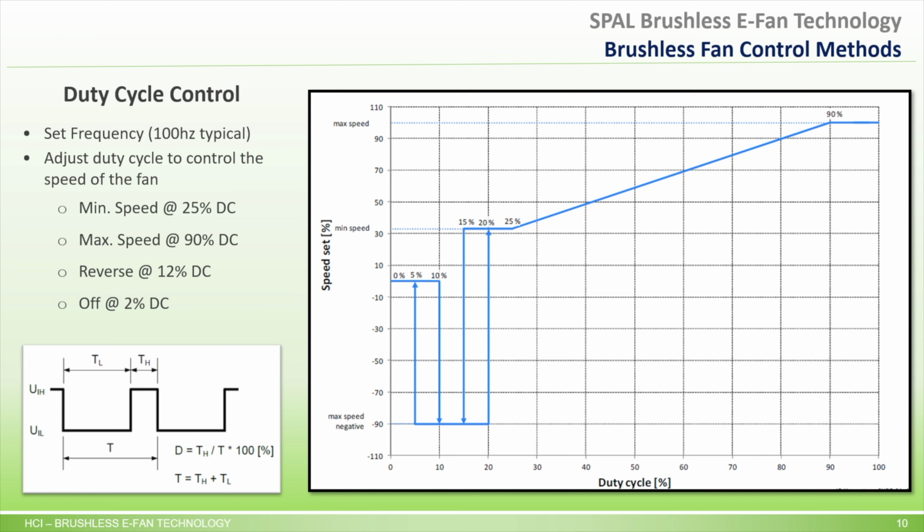In order to turn the fan completely off, 2% duty cycle is used. This fan also has a reversing feature. At 12% duty cycle, the fan will ramp to full reverse.